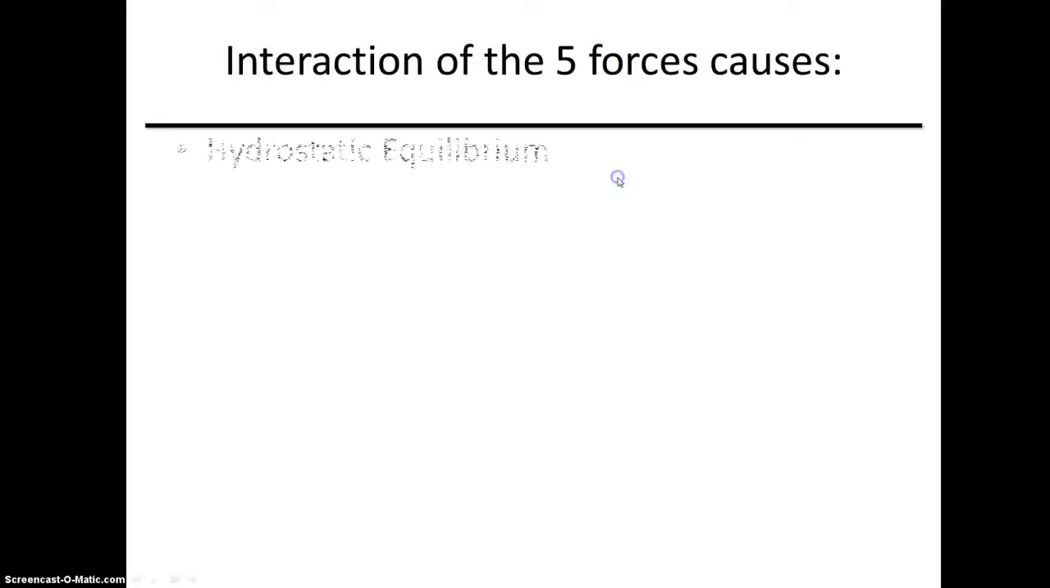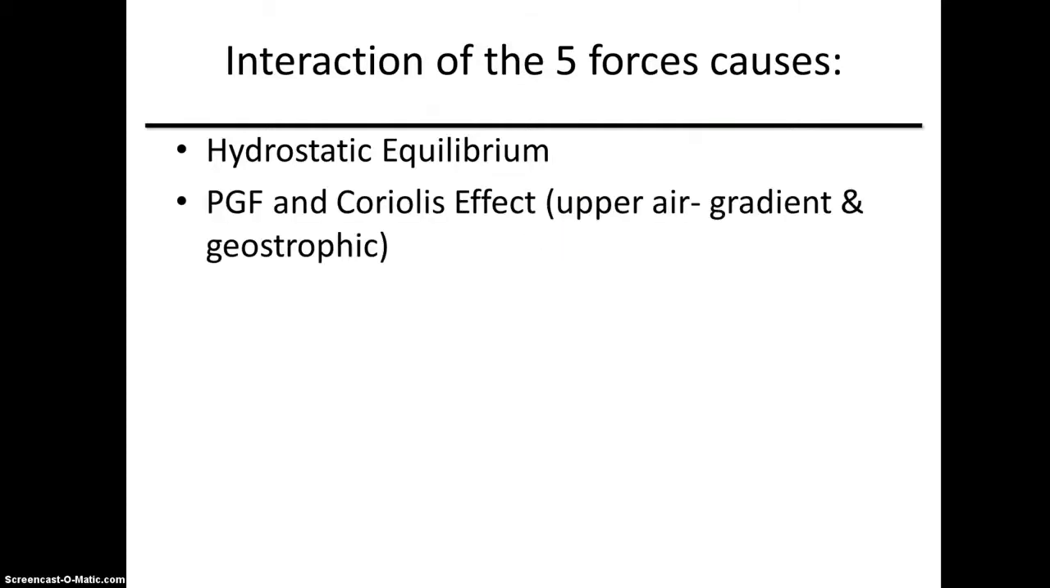Now when you get all five of those forces that were just listed, these are the things that they cause. You get what's called hydrostatic equilibrium, where you're not having any rising or sinking, so things are in balance. You have the pressure gradient force and the Coriolis force in balance, and you get an upper air wind called the geostrophic wind, and what's called a gradient wind. The only difference between the two is that the gradient wind is a curved wind. So it would be like going around highs or lows, or going around the bend in the ridge or the trough.